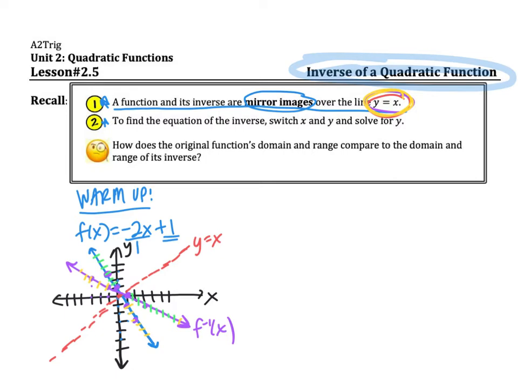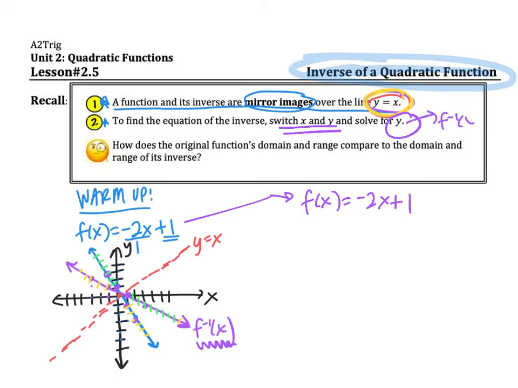Well, you take this original function, which is negative 2x plus 1 equals f of x. We switch the x and y, and then we solve for y. But the last thing you need to do is to replace the y with the proper notation, which is f to the negative 1 of x. So this is my original y value. I'm going to switch that to x. This is my original x value. I'm going to switch that to y.